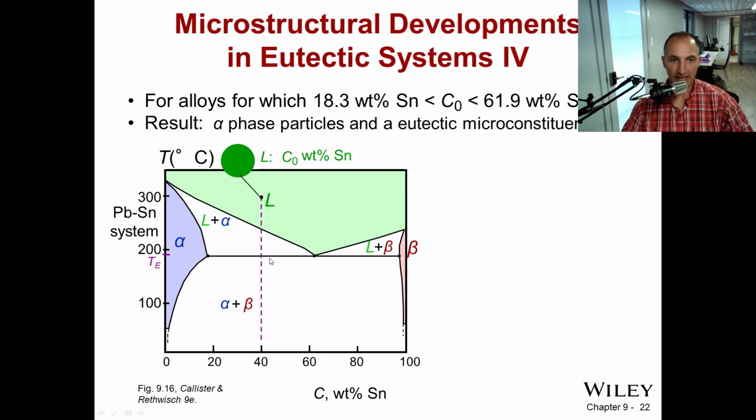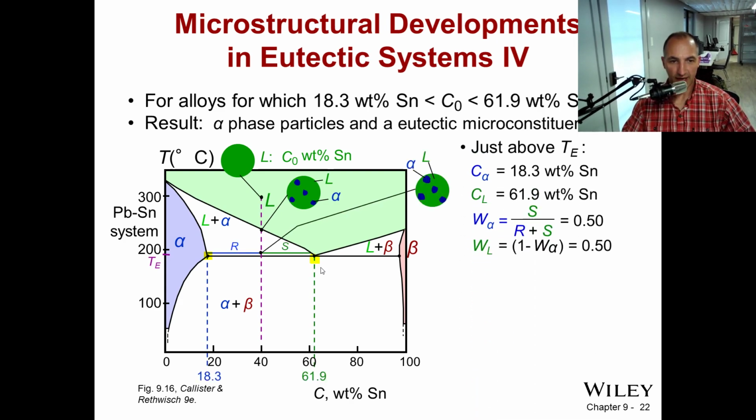All right, so let's look at a composition below eutectic composition. So this is for any region between 18.3 and 61.9. So we're looking at anything between here and here. So we start out with pure liquid. As we solidify, we start to precipitate out these alpha, and the alpha get bigger as we cool. And just above eutectic temperature, the composition of the alpha is 18.3 and liquid is 61.9.